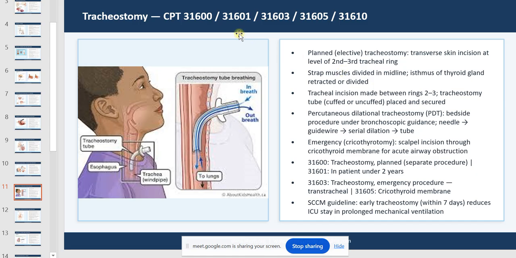So we have codes 31601, 31603, 31605, 31610. Emergency tracheostomy as well as elective tracheostomy. Please go to your CPT for these codes: 31601, 31600, 31603.